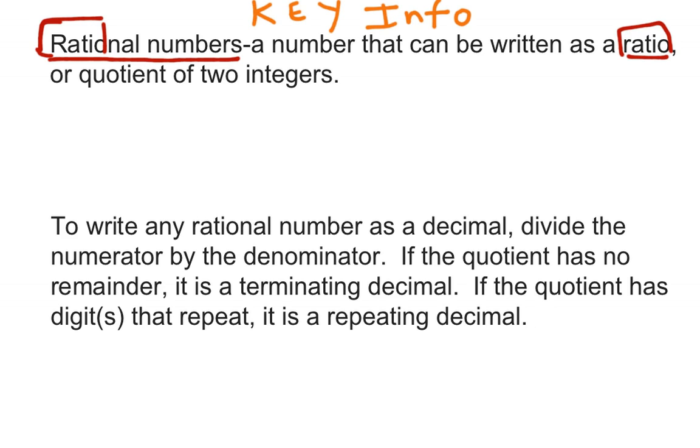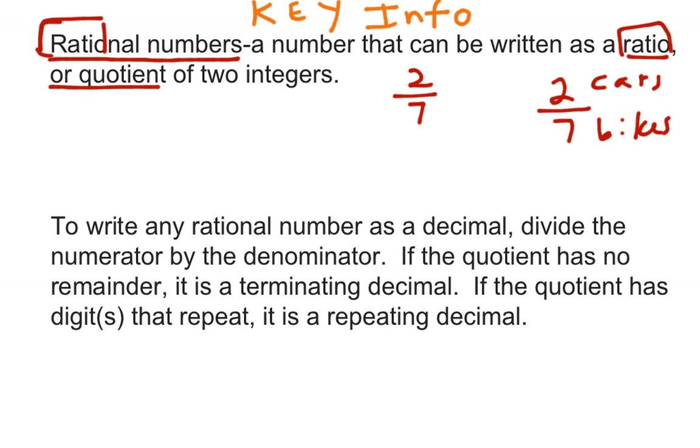So it's a number that can be written as a ratio, or a quotient is another way to say ratio. It's using division of two integers. What that would look like is 2 over 7. That's a rational number. And I might be writing a ratio. I might be saying I have 2 of something to 7 of something else. I might be comparing 2 cars to 7 bikes in the parking lot. That's a ratio, a comparison of two things.